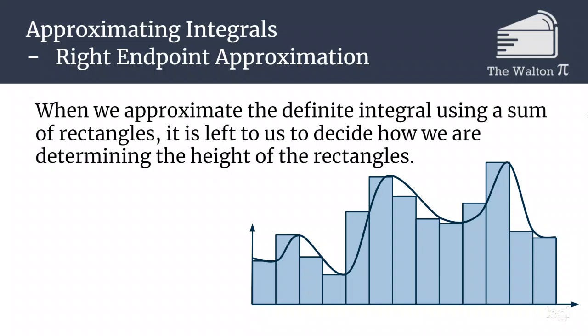So if we were to approximate it with a sum of rectangles, we're able to choose how we determine the height of the rectangle. All we have to do is we have to have that height represent something inside the little subinterval. And so in this diagram we see 13 subintervals, each one with a different height, which matches the value of the function at a certain point.